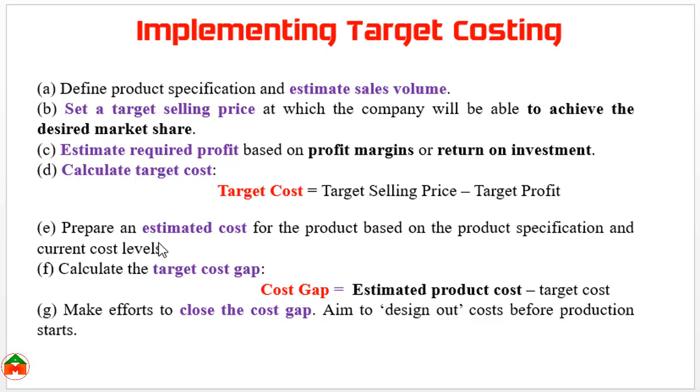I mean, if your estimated production cost is higher than the target cost, in that case there will be a cost gap, and as a manager you should take measures to close the cost gap. The purpose of closing this cost gap is to design out cost before production starts. So these are the steps which should be followed to implement a target costing system.